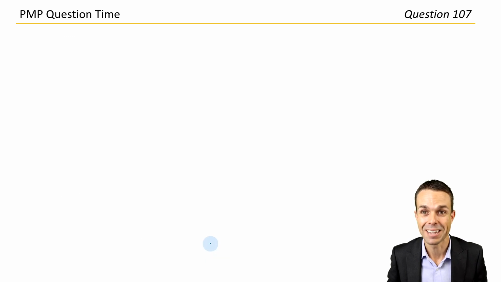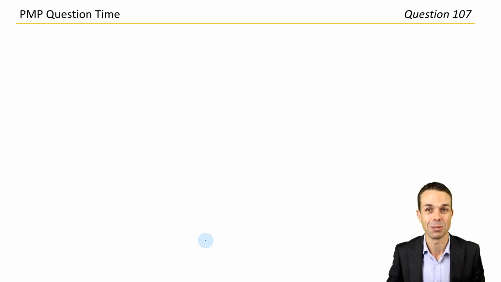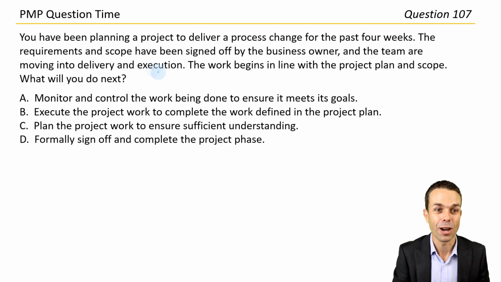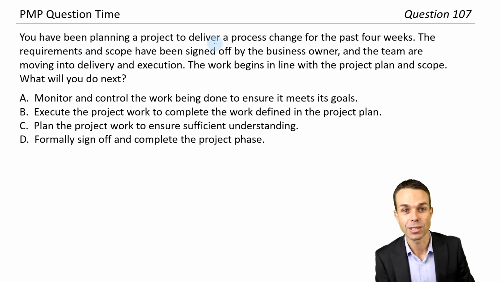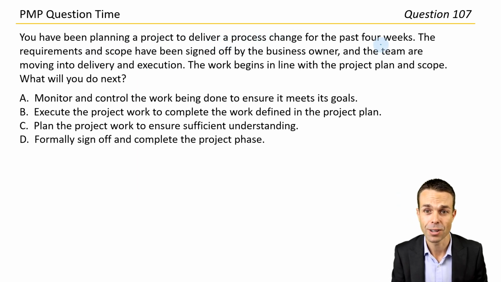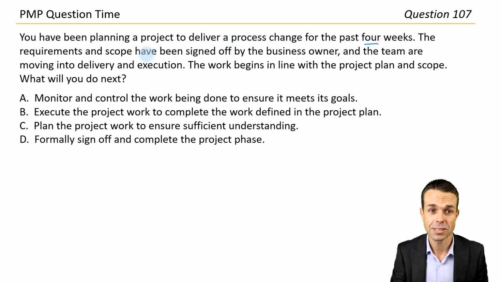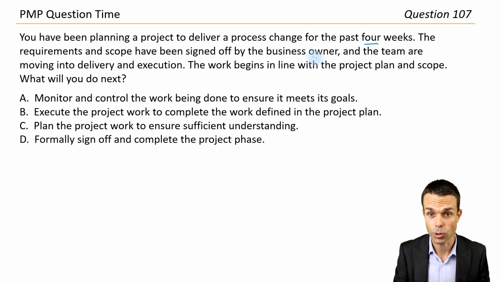Excellent, and we're nearly done. We've only got 4 to go in this little section. You're doing an amazing job, guys. Keep going. You have been planning a project to deliver a process change for the past 4 weeks. The requirements and scope have been signed off by the business owner, and the team are moving into delivery and execution. The work begins in line with the project plan and scope. What will you do next?